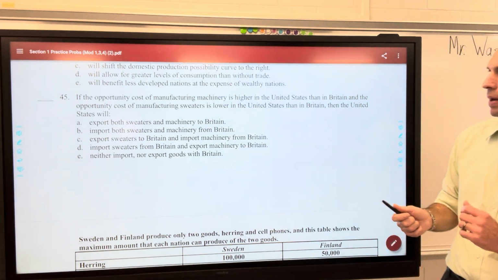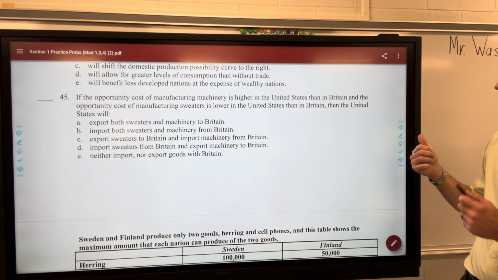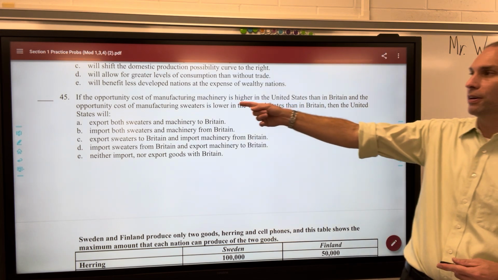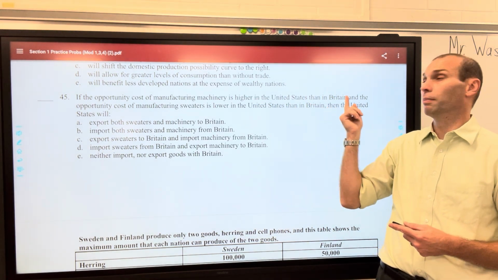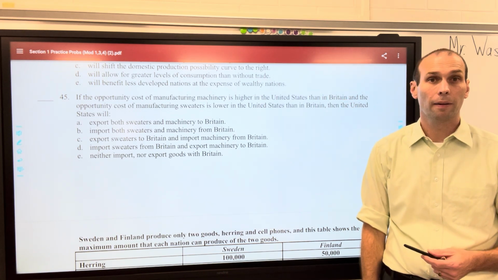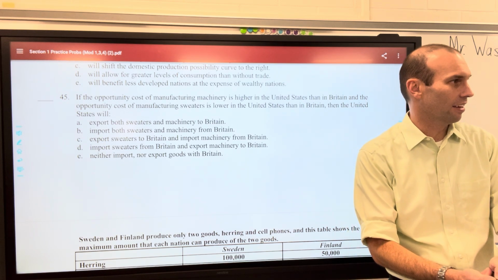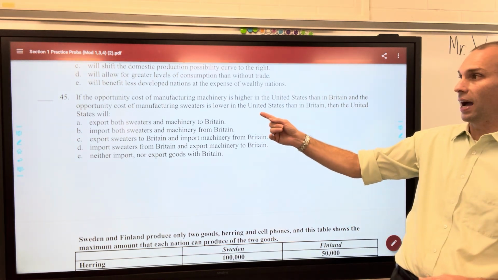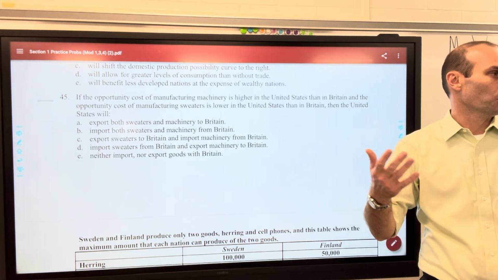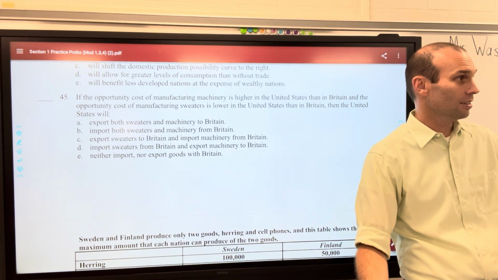If the opportunity cost of manufacturing machinery is higher in the United States than Britain, and the opportunity cost of manufacturing sweaters is lower in the United States than Britain, then the United States will, well, if it's more expensive to make machines in the US, it means that it must be what in Britain? So Britain has the what in machinery? Therefore, they should specialize in making machinery and then trade for the US, who has a lower cost. So who has the comparative advantage in sweaters? US should then do what? Specialize in sweaters and trade with Britain for machinery.